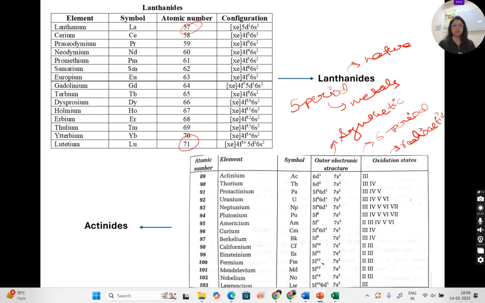Why are we taking this? Because we need to study the lanthanides and actinides, and especially their electronic configuration, and we need to remember it for going to the next topic, which is term symbol. So start with lanthanum, cerium. These are f-block elements. In the lanthanides, we fill 4f, and in the actinides, we fill 5f.